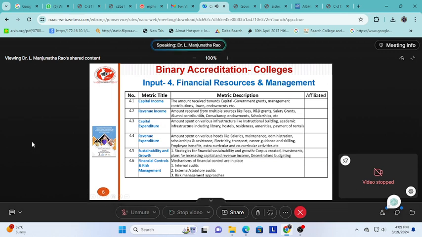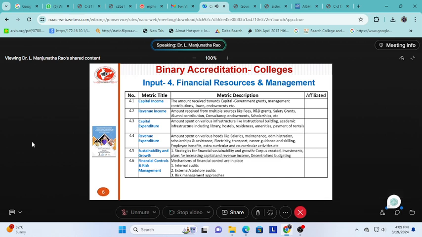Financial resources and management. What are the various sources which are coming as capital income? What are the sources? How the revenue is spent on the capital expenditure? Then revenue income through different sources like fees, R&D grants, salary grants, alumni contribution, consultancy, endowment, and all that. Revenue expenditure: whatever revenue income has come from different sources, how it is spent on the revenue expenditure.